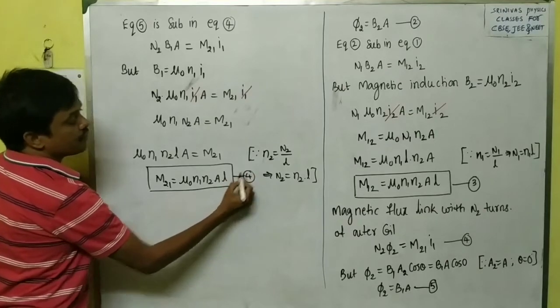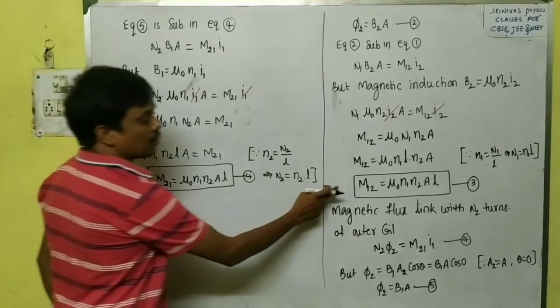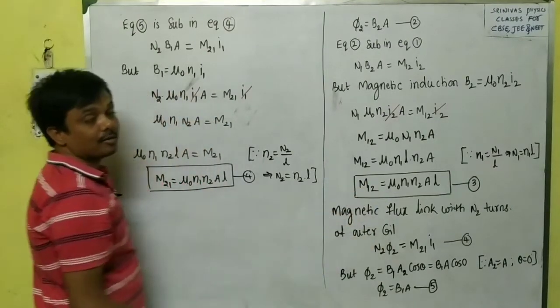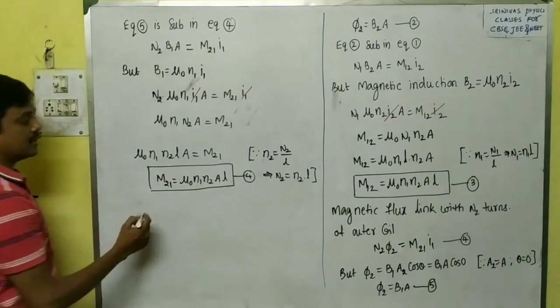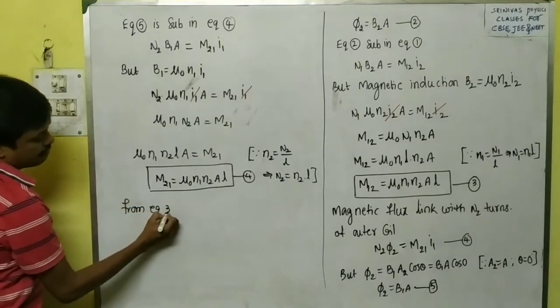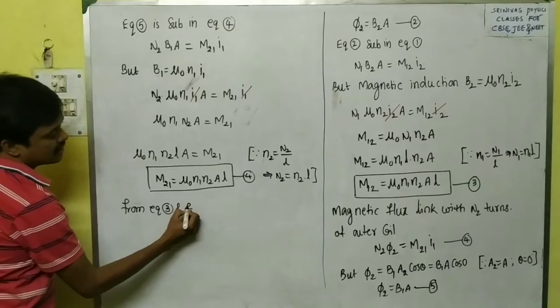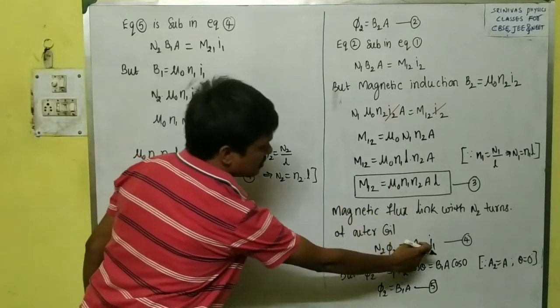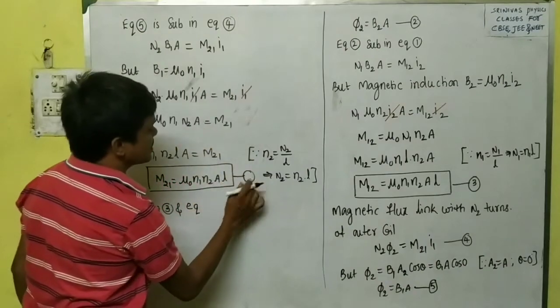This is equation 4. As it is how we derived equation 3, like that we have to derive, but in place of first coil, second coil will be there. In place of second, first will be there. And from equation 3 and equation 4, this is equation 3, equation 4, 5 completed, and this is 6.